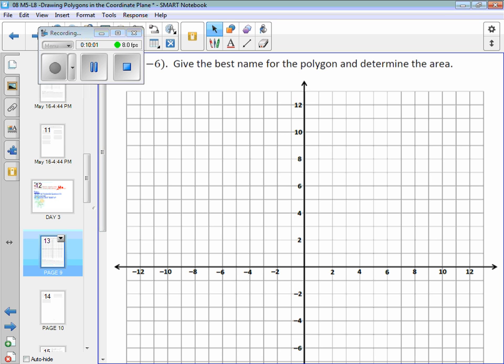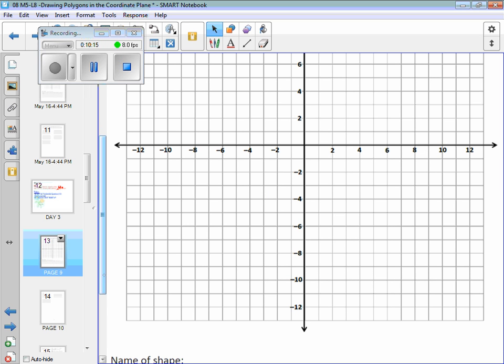What I need you to do: plot the points, but do not connect them. Plot the points, label the letters, don't connect them. There's 4 points, so you got to be real careful. Okay, starting with K, -10, -9.